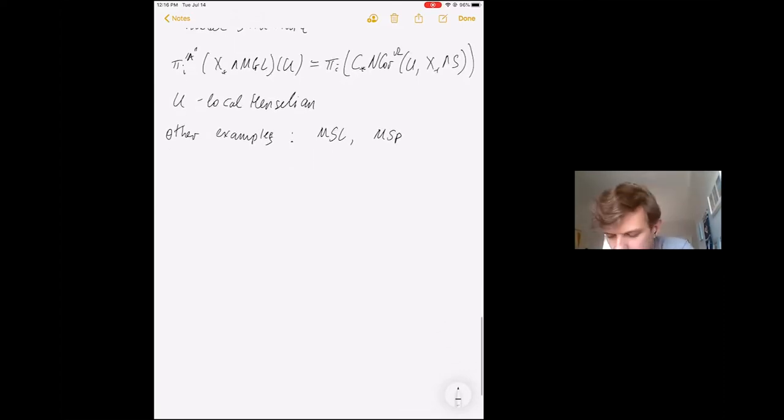But let me talk a bit about how this result is related with the theory of frame correspondences. So basically, this result is just an application of the techniques that are available to us thanks to the theory of frame correspondences.